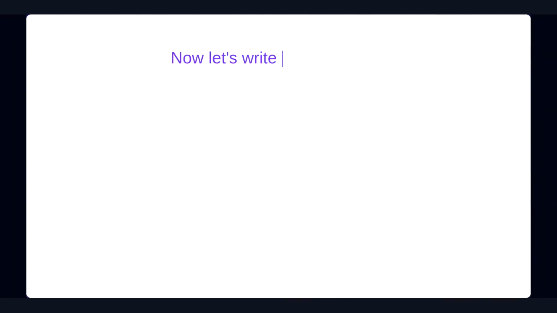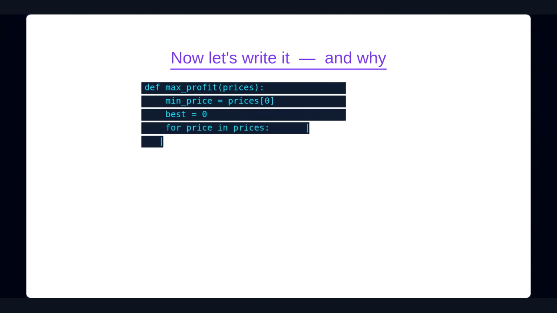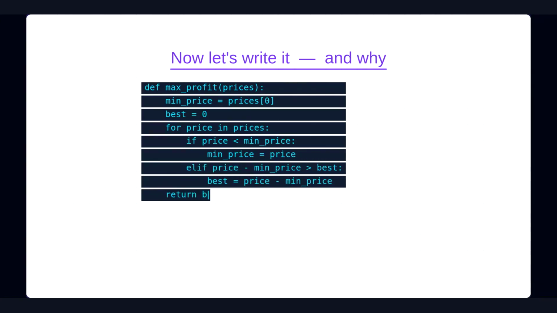We start the minimum price at the first day and the best profit at 0. For each day, if the price is a new low, we update the minimum. Otherwise, we check whether selling today beats our best profit, and if so, we update it. At the end, best holds the maximum profit.